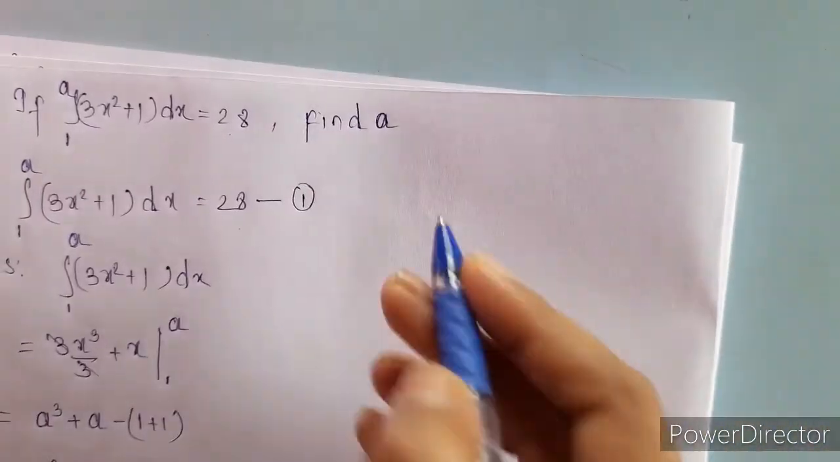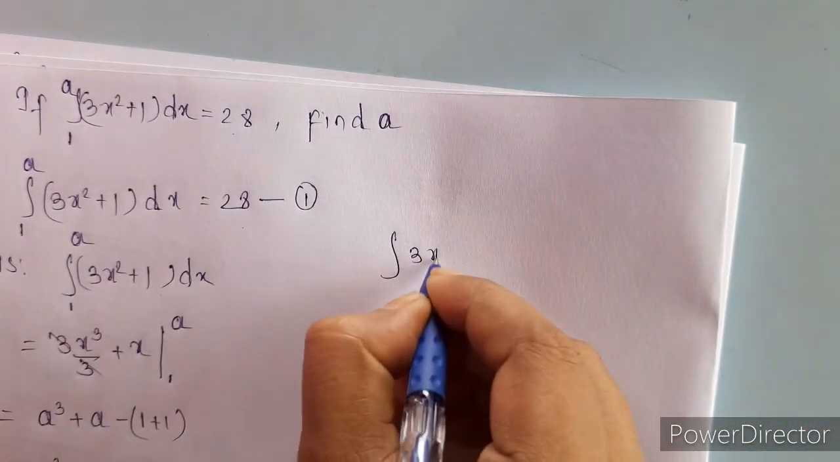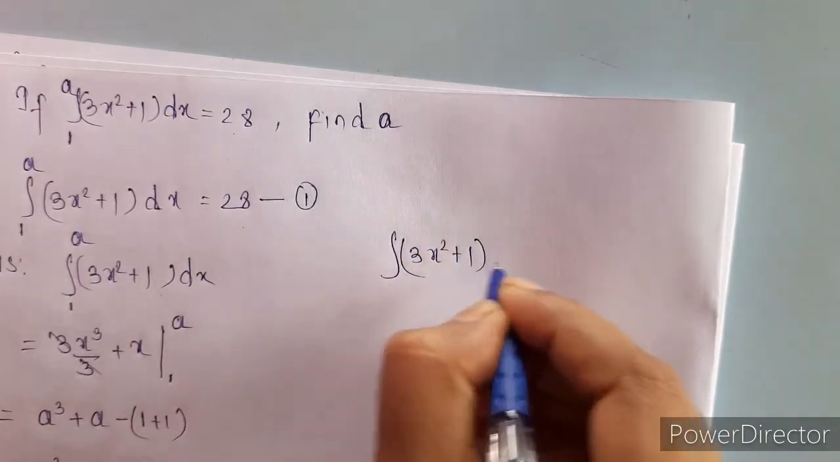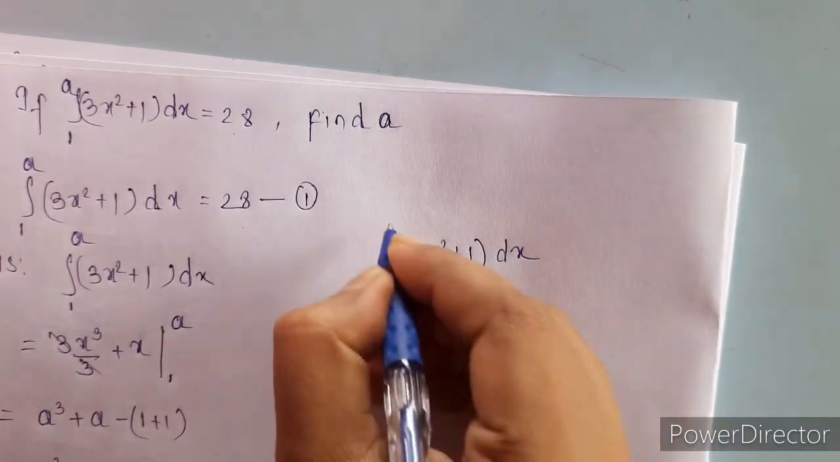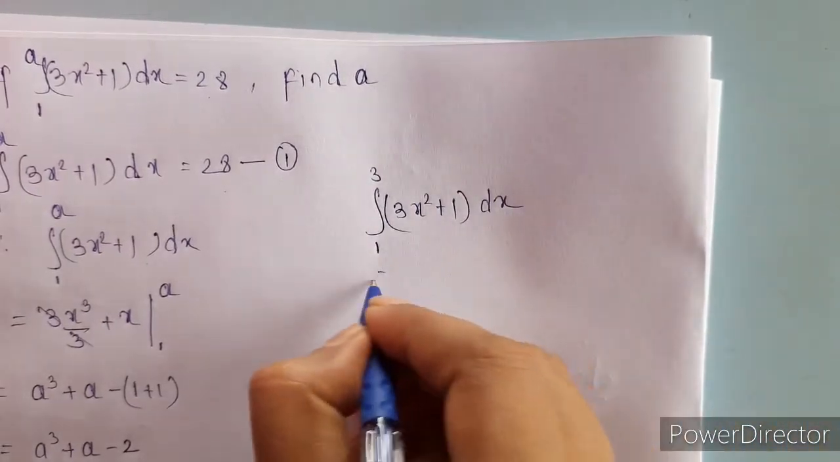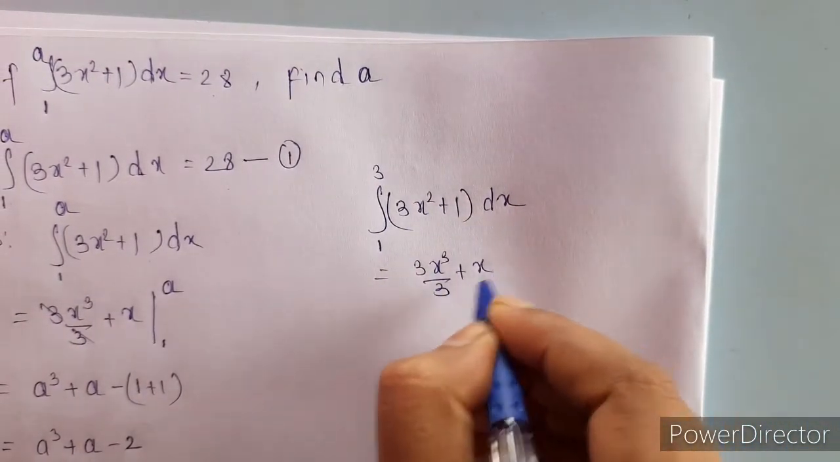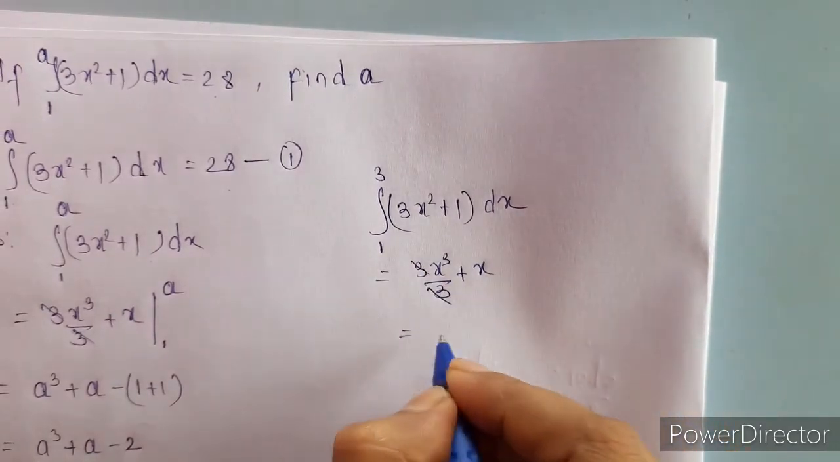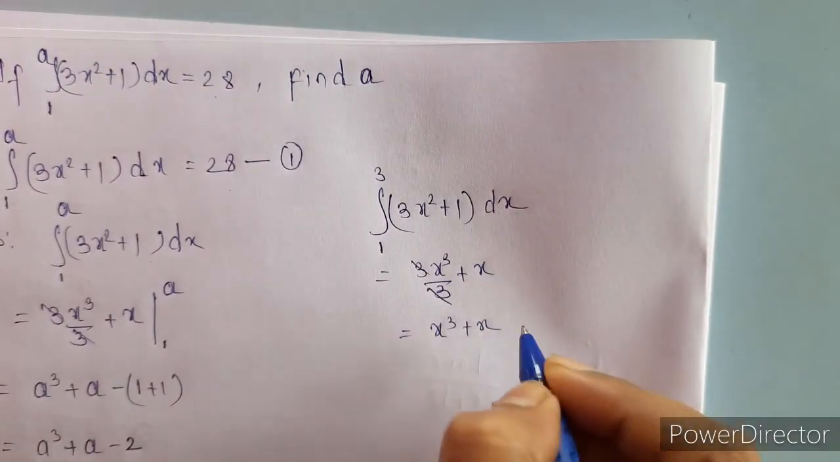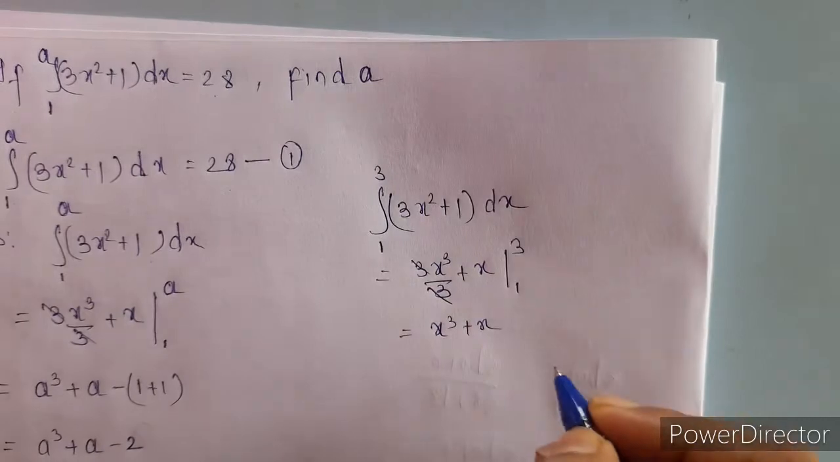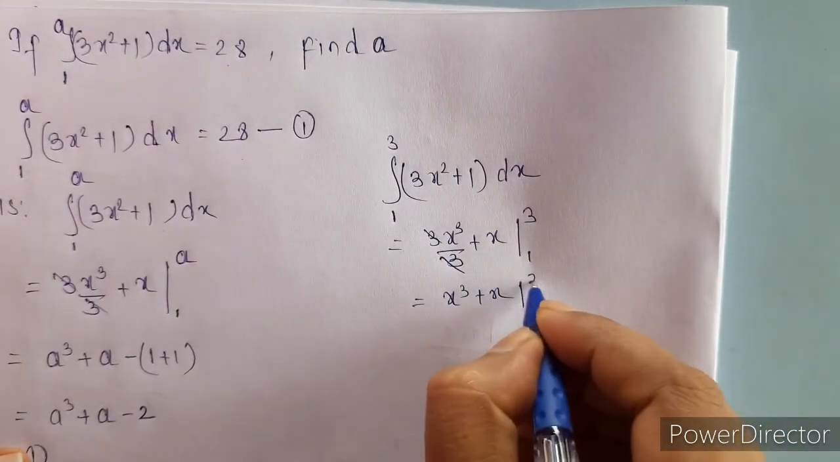Now let's check this. Let's check the value of the integral of 3x square plus 1 from 1 to 3. We know the integral of this is x cube by 3 plus x. This 3 will get cancelled. So what we have is x cube plus x. Now what is the interval? 1 to 3.